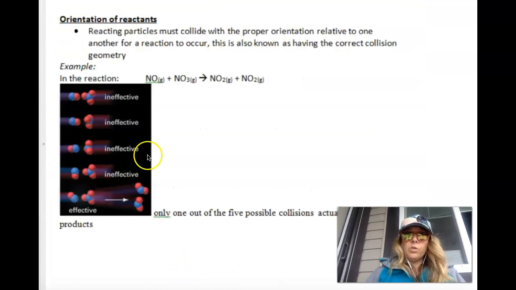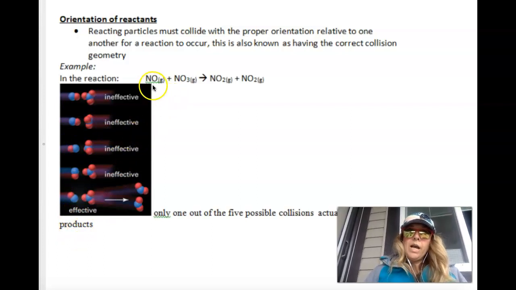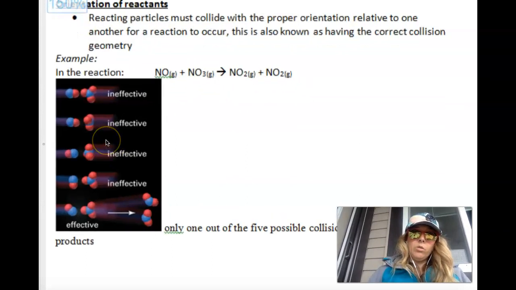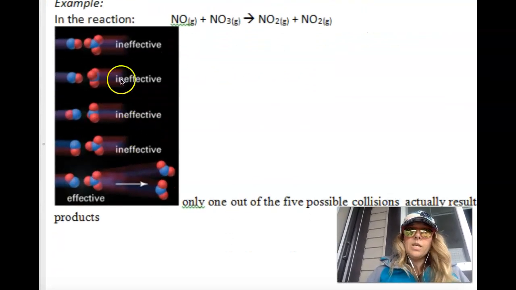So looking a little closer at that orientation, if you look here, here's basically some samples of some collisions. So the reaction is NO plus NO3. And what we're trying to do is transfer one of those O's from the NO3 over to the N of the NO so that we can make two NO2s. Okay, so when you look here, you can see that a bunch of these aren't going to work. Right here, the O is hitting the O. Well, that's not where it needs to go. It needs to go on the N. That's not going to work.